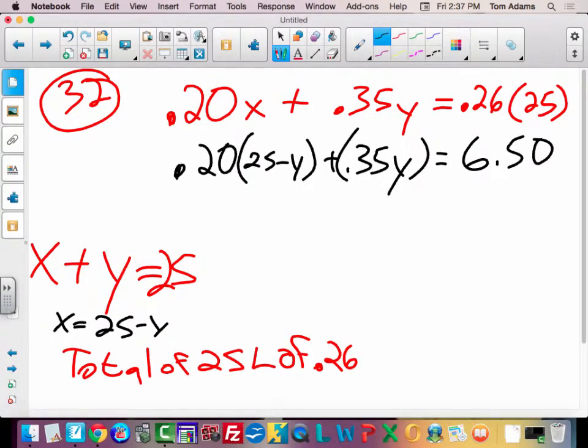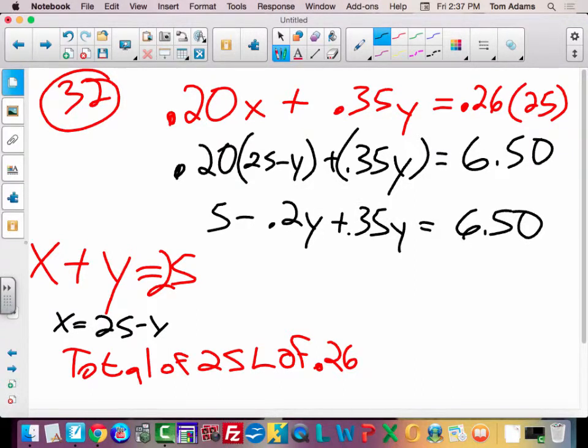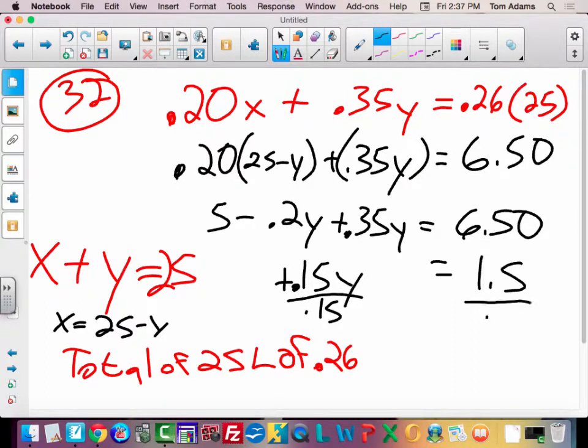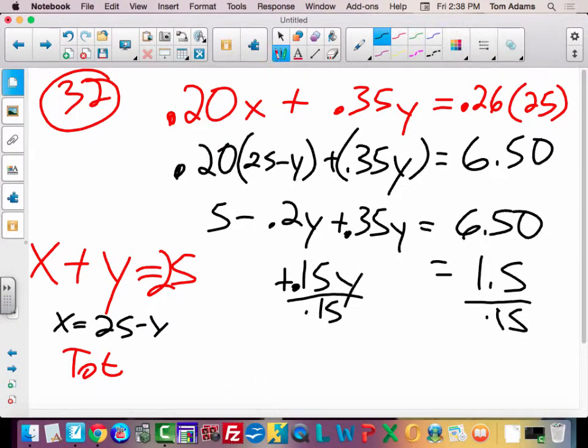You've got to multiply out the 0.20. Yeah, so what's 0.20 times 25? 5. Minus 0.2y plus 0.35y is equal to 6.5. So now I'm going to subtract 5 from both sides, right? So over here I'm going to get 1.5. Now what's negative 0.2 from this? It's positive 0.15y, right? So if I divide by 0.15, divide by 0.15, what does that make it? 10. Is it 10? That's my guess.